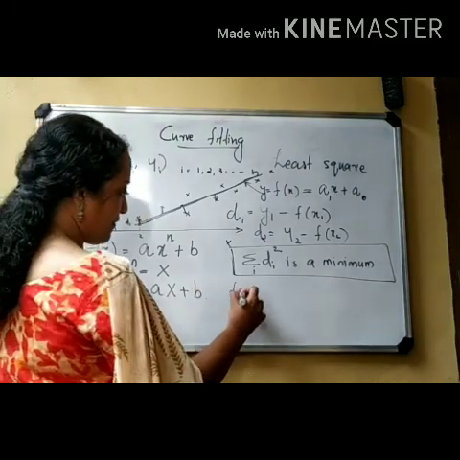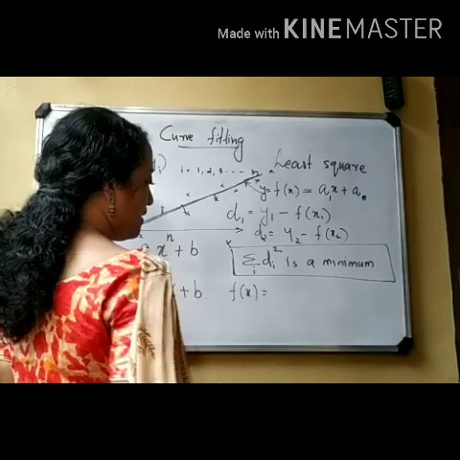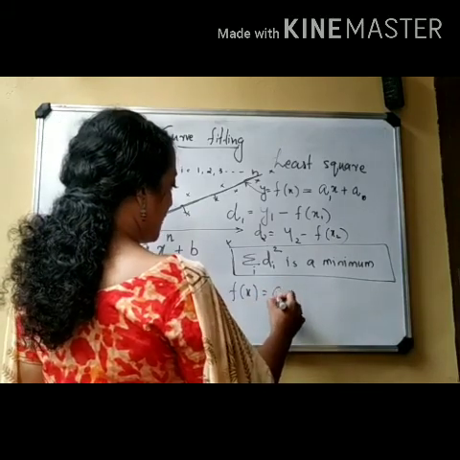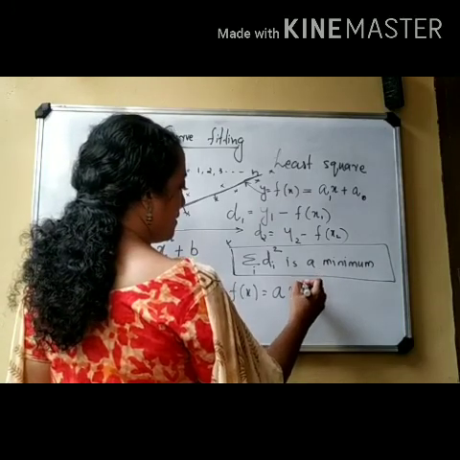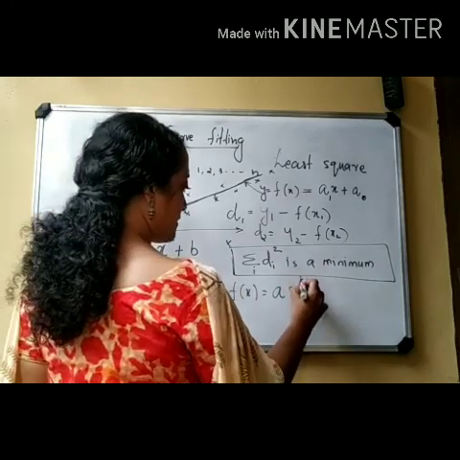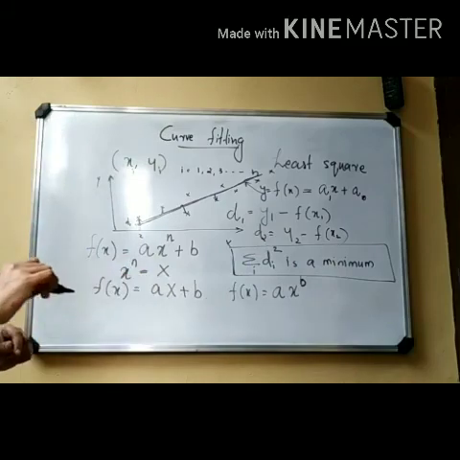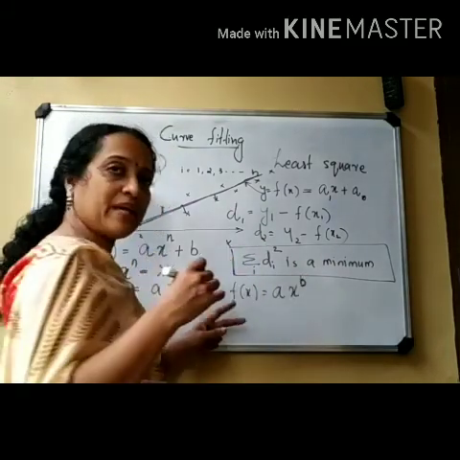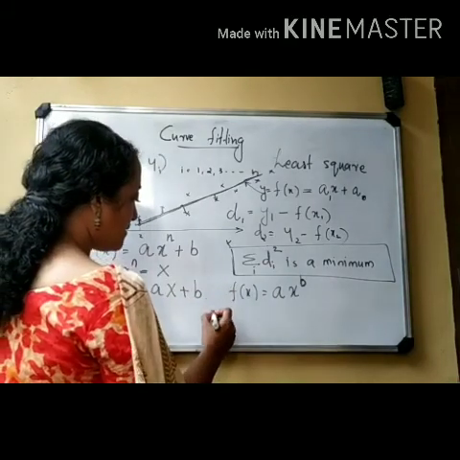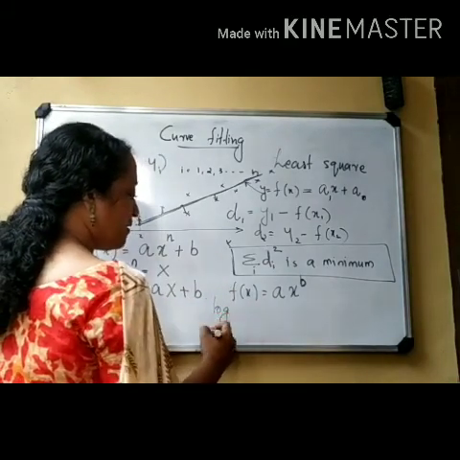Similarly, suppose f of x has a form a x raised to b. If a function like this is given, we can make this linear by taking the logarithm, log or natural logarithm.